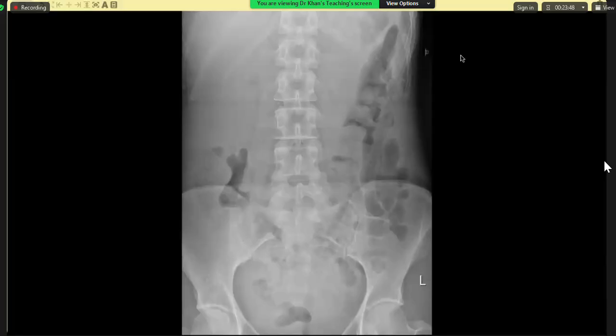This patient came to the A&E with pain abdomen. 45 years old female. Over to you.